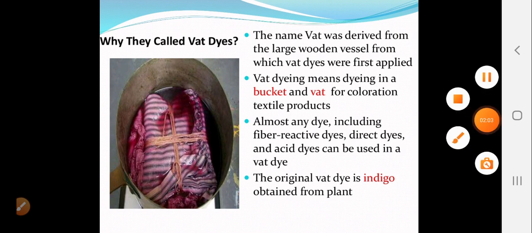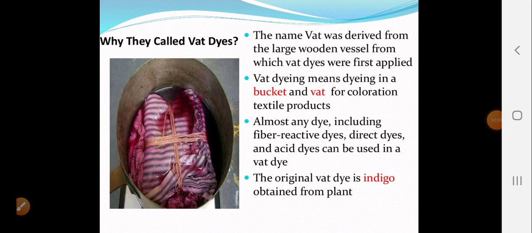Why are they called vat dyes? The name derives from the large wooden vessel from which vat dyes were first applied. In the picture we can see the vessel; vat dyeing means dyeing in a bucket, a vat, for coloration of textile products. Almost any dye, including fiber reactive and direct dyes, can be used in a vat dye. Along with vat dye, we can combine any other type of dye as well.